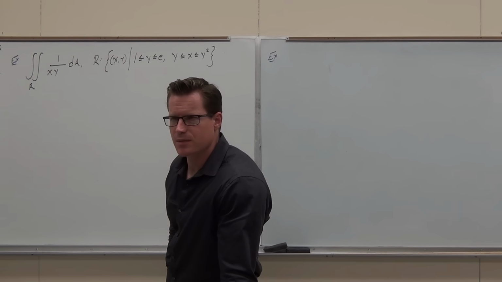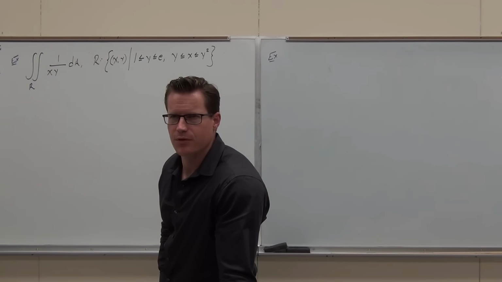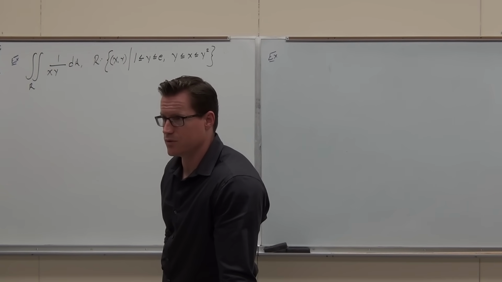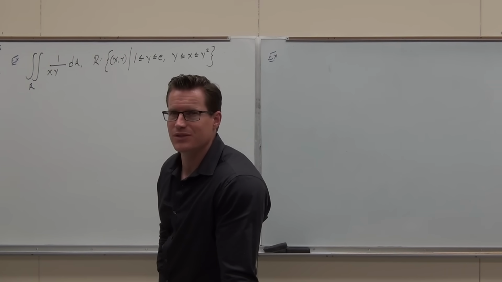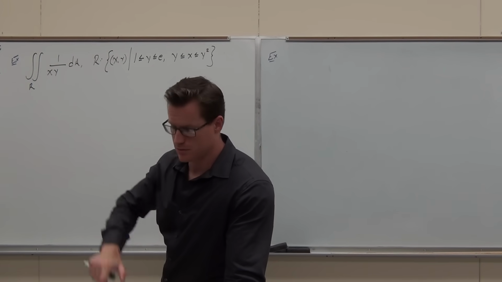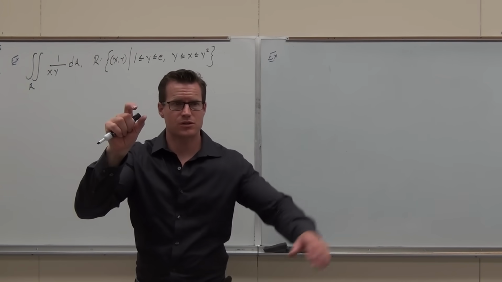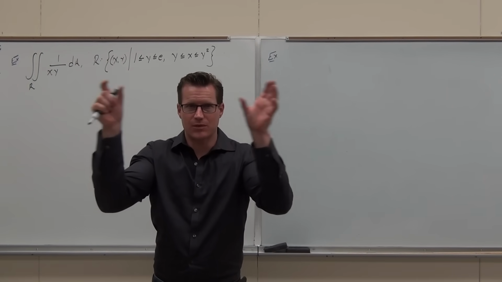Have you set this up yet? Have you tried? Do you have a dy first or a dx first? What variable is bound by constants? That should be the last variable that you have. That should be the last integral you do. So what should you have first, a dy or dx? You should have a dx first, because that's the variable bound by functions. The variable bound by functions, first integral, inside integral. Make sense? Variable bound by constants, outside integral.